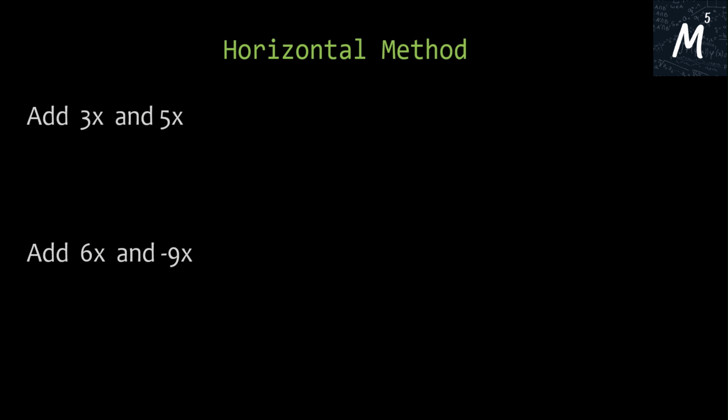Let's do one question. Let's add these algebraic expressions using the horizontal method. So we will arrange 3x plus 5x. These are the two algebraic expressions to be added. So we'll put plus, and this is the way we write in a horizontal line. Now 3 plus 5 is 8. So the answer is 8x. Let's do another question using the horizontal method.